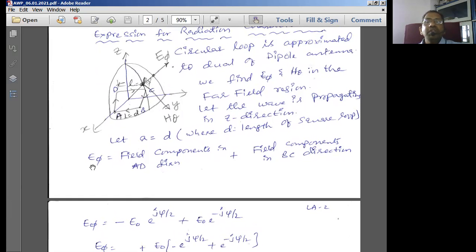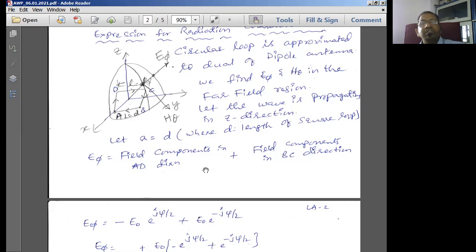Now, we are assuming that the wave is propagating in the z direction. If the wave is propagating in the z direction, the electric and magnetic fields will be along these two directions. That is how we normally consider it. Now let A be equal to D, where A is the radius of the circle, and D is the distance between these two points A and B, or B and C, or A and D, and so on.